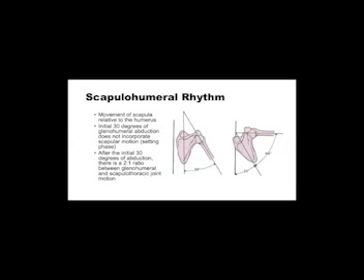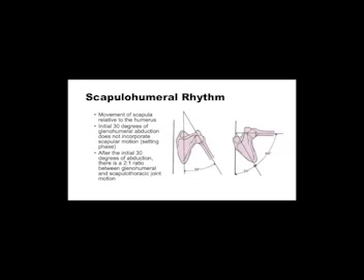And then from 30 degrees to about 90 degrees, so the rest of the 60 degrees, is a ratio of 1 to 1, okay? Meaning that the scapula moves 1 degree, and then the glenohumeral joint abducts 1 degree. Okay, so 1 to 1 up till 90 degrees.